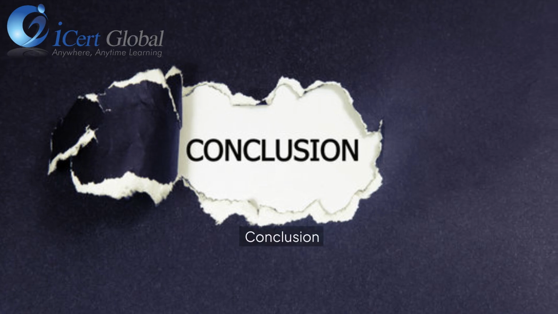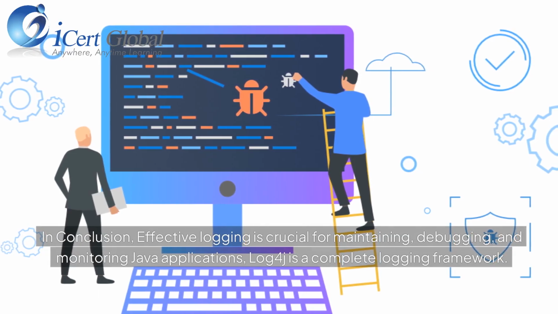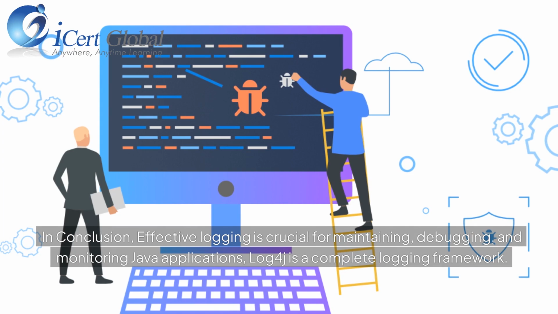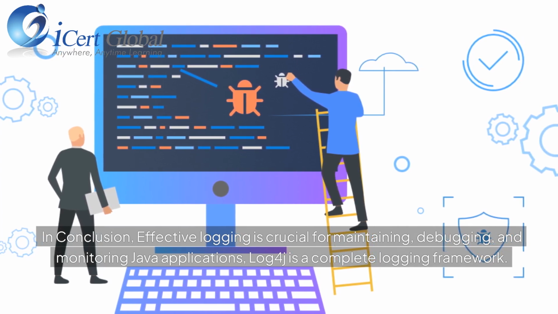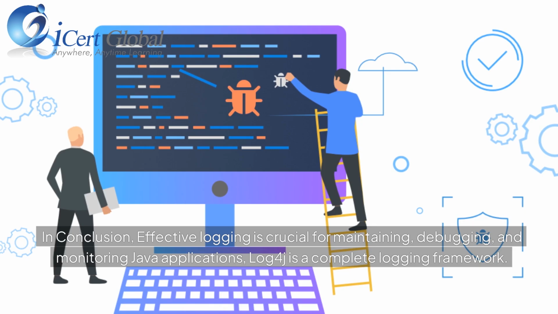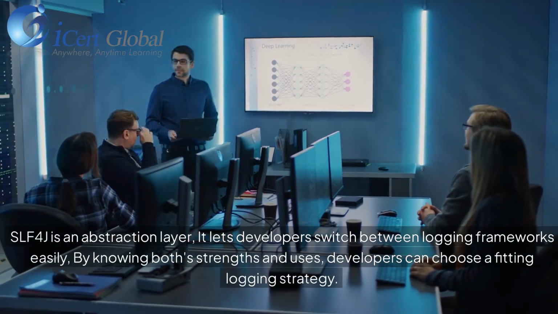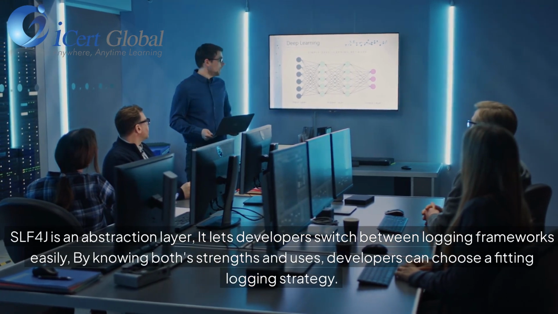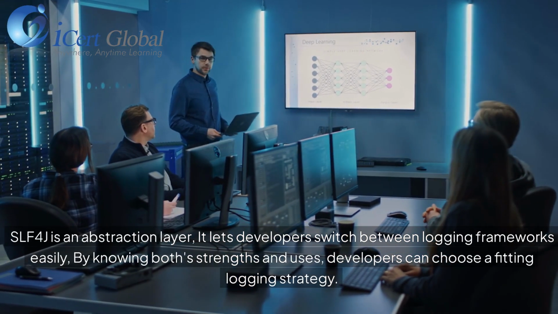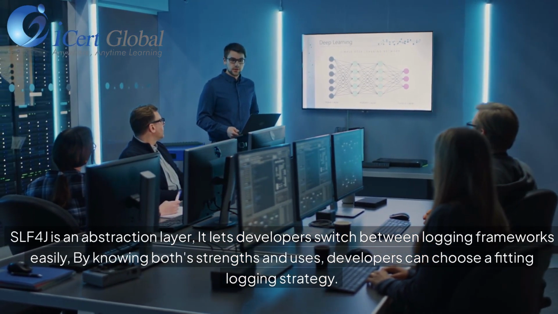Conclusion. In conclusion, effective logging is crucial for maintaining, debugging, and monitoring Java applications. Log4j is a complete logging framework. SLF4J is an abstraction layer. It lets developers switch between logging frameworks easily. By knowing both strengths and uses, developers can choose a fitting logging strategy.